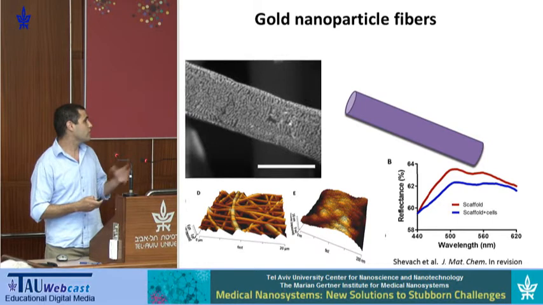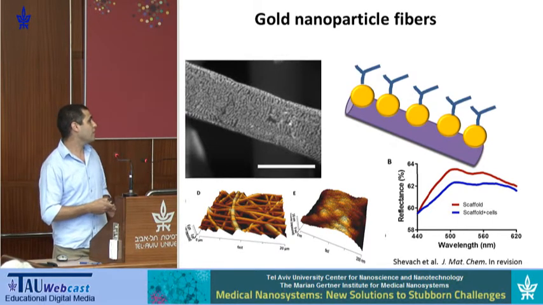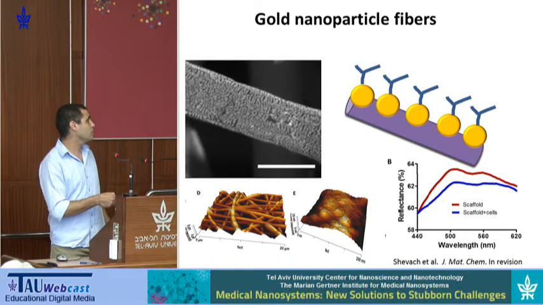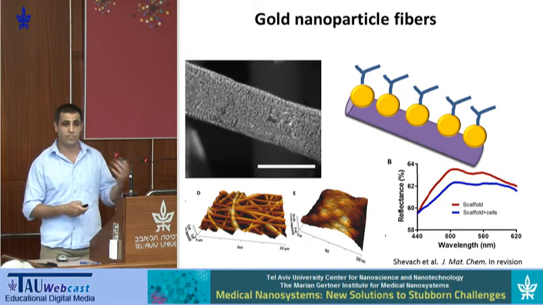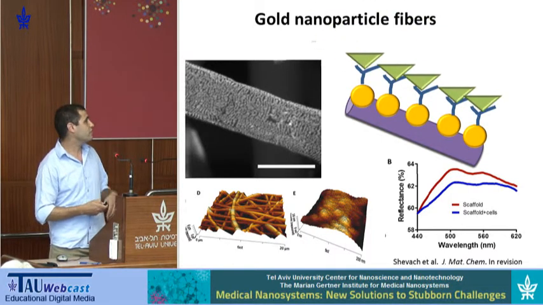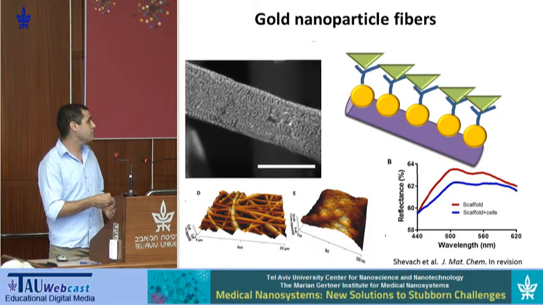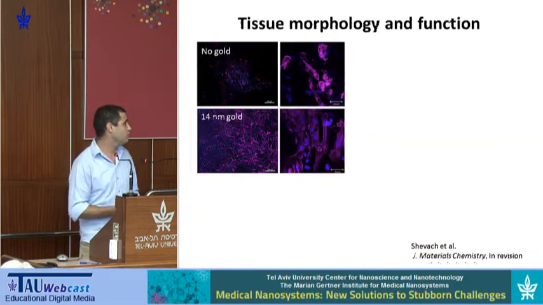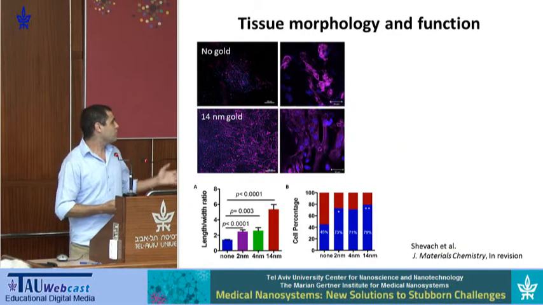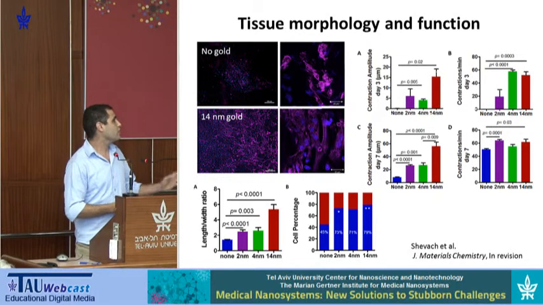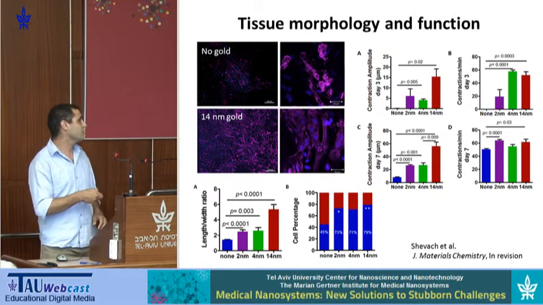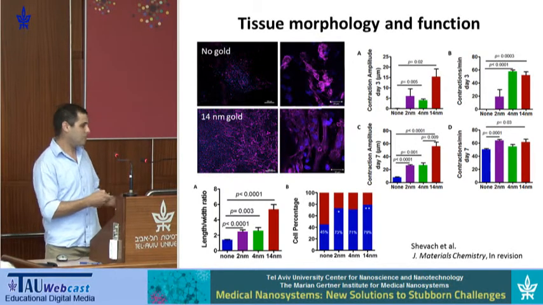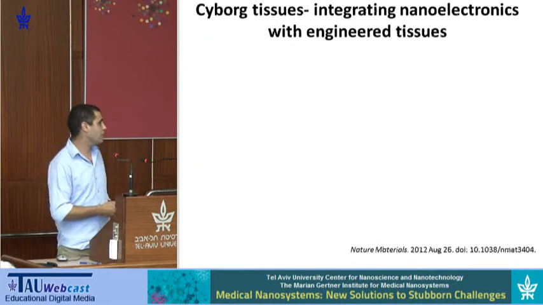These gold nanoparticles have reflectance, and basically if we take antibodies and we conjugate them to the gold, these can serve as sensors. So after cells secrete different molecules, these particles can sense it, change their reflectance, and we have sensors in an engineered tissue. So this is just some quantification of the data. Just to show you, the cells in the biomaterial with the gold contract nicer than regular scaffolds.